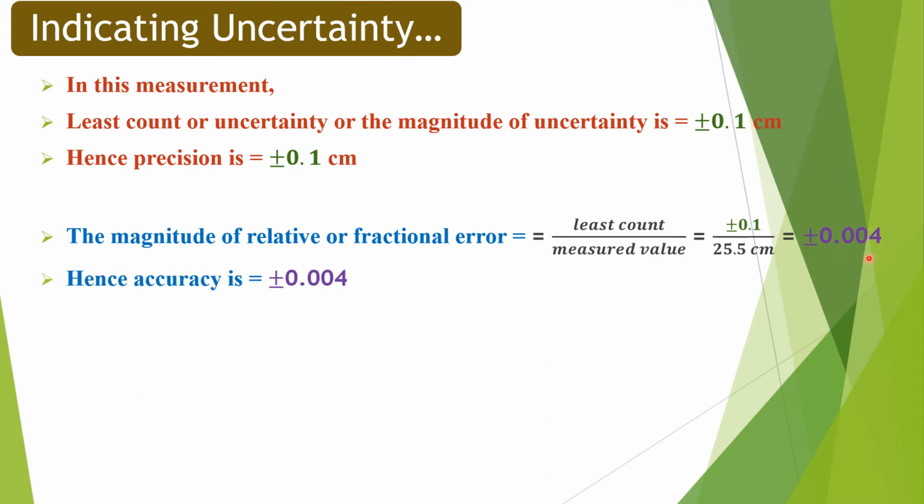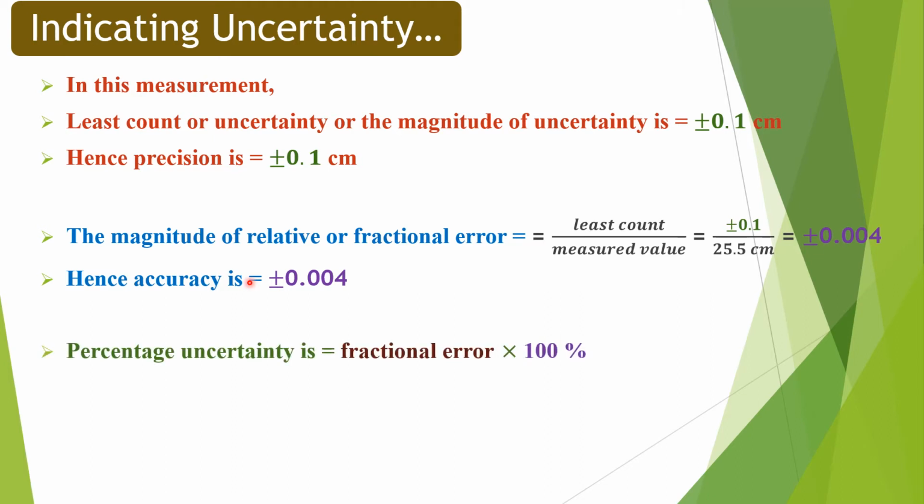We can define accuracy in our measurement with the help of the magnitude of relative or fractional error. So this magnitude of relative or fractional error is equal to accuracy in this measurement. And we get accuracy is equal to plus minus 0.004, that is the fractional error. Remember that the smaller the magnitude of relative error, the greater will be the accuracy in the measurement.